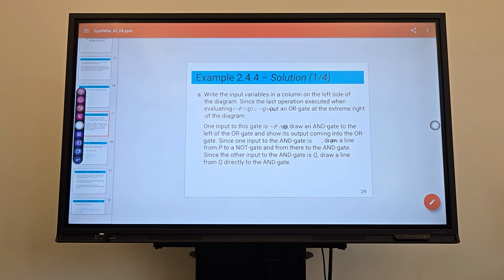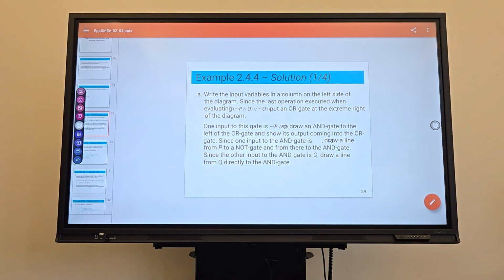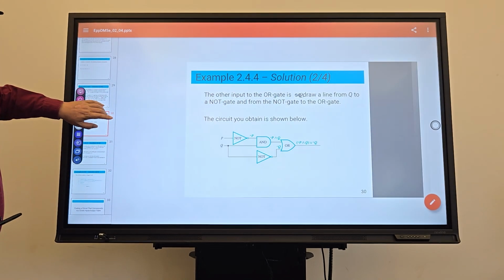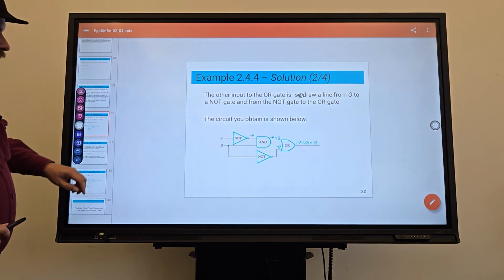It's having you write the input variables in a column on the left side of the diagram. Since the last operation executed when evaluated is an OR gate, it's in the extreme right. Like I said, then one input of the gate is the AND operation, and the other input is the inverter of Q. The invert of Q. So there you go.